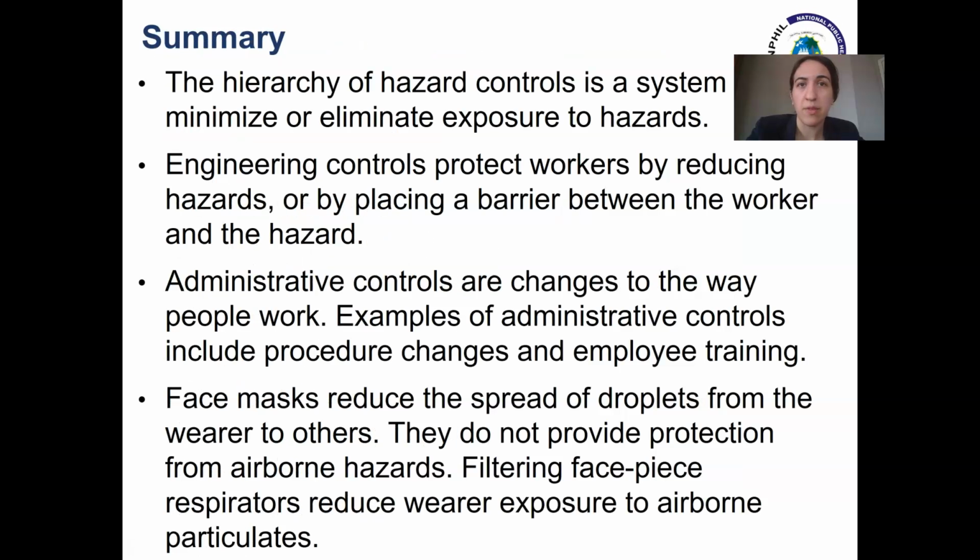To wrap things up, let's review a brief summary of key concepts. First, the hierarchy of hazard controls is a system to minimize or eliminate exposure to hazards. Engineering controls protect workers by reducing hazards or by placing a barrier between the worker and the hazard. Administrative controls are changes to the way people work. Examples of administrative controls include procedure changes and employee training.